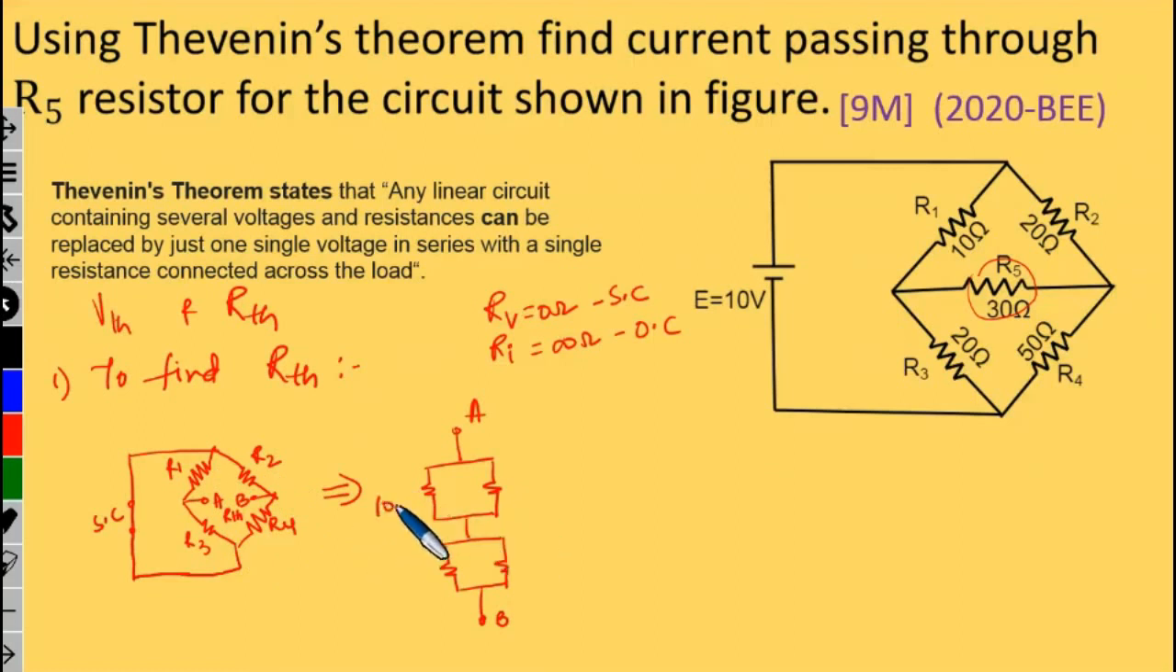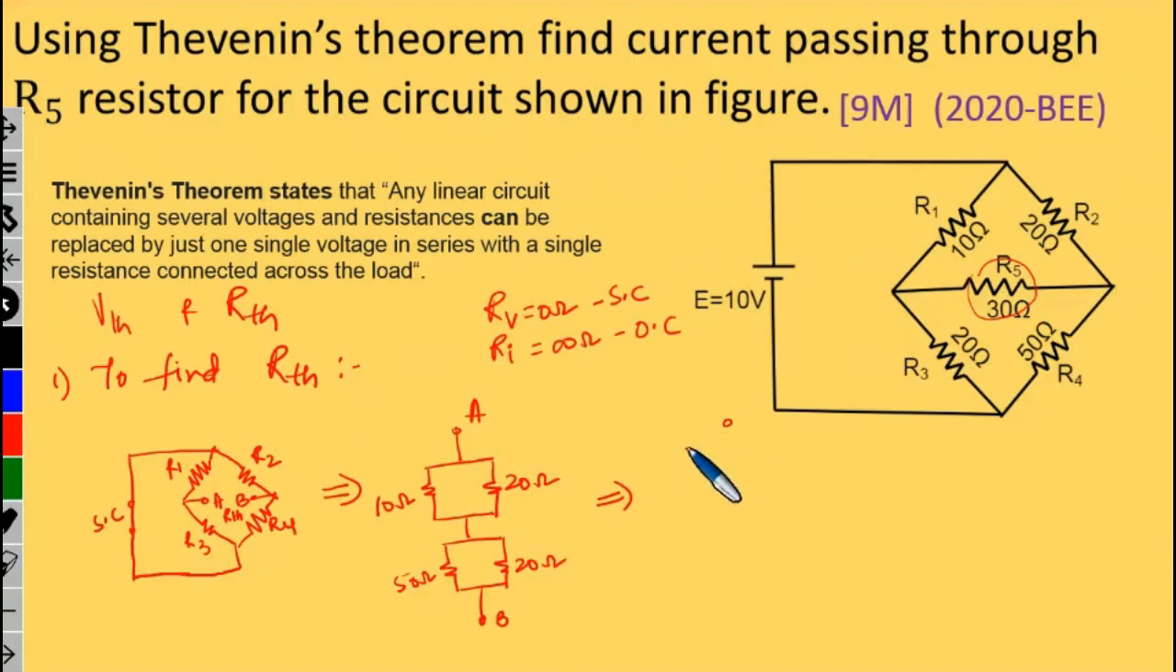R1 is 10 ohms and R3 is 20 ohms. Similarly, R4 is 50 ohms and R2 is 20 ohms. So you can see here 10 and 20 are in parallel, 50 and 20 are in parallel, and that combination is in series.